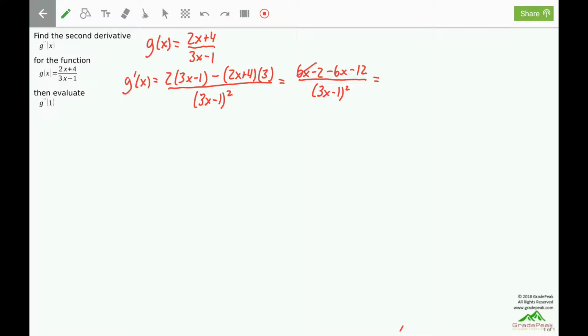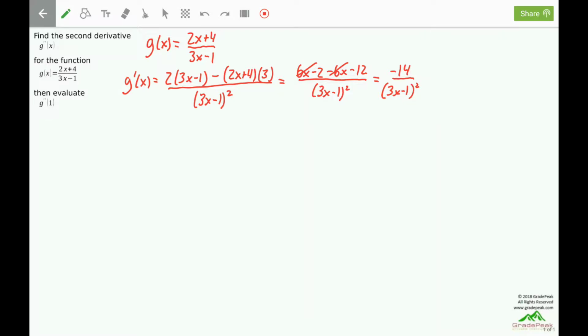The 6x's in the numerator can cancel, and I can combine together the negative 2 and the negative 12 to have a negative 14 all over a 3x minus 1 squared. There's our first derivative, g prime of x.